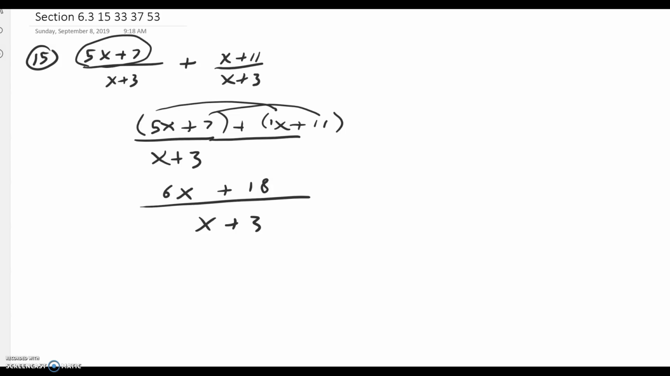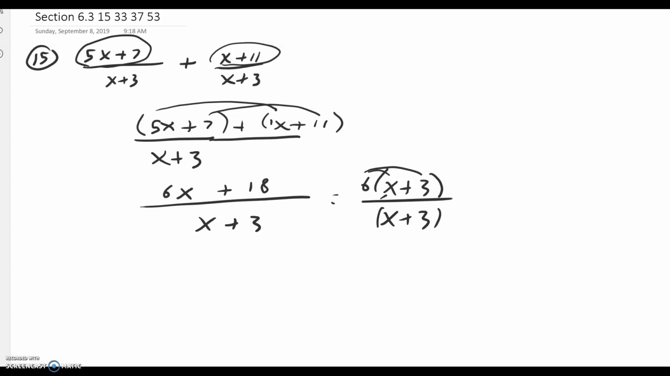This is a certain amount of x plus 3's, and this is another amount of x plus 3's, and so this is the total amount of those x plus 3's. However, we always have to check and see if things reduce. The way to reduce is factor the top and the bottom. The bottom is factored. The top has a greatest common factor of 6 that comes out. We can check this by distributing the 6 through, and we get 6x plus 18.